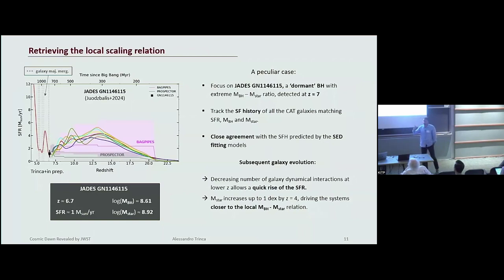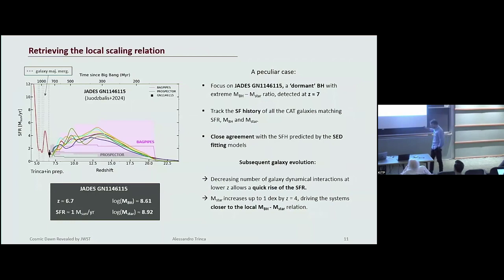And since you would expect the typical rate of merger events to slow down with redshift, this is giving you a natural way to explain why these systems are approaching the local scaling relation in the local universe.